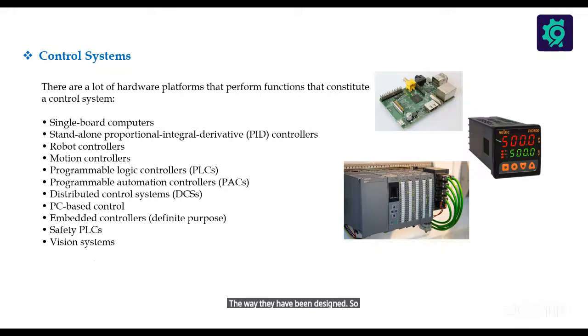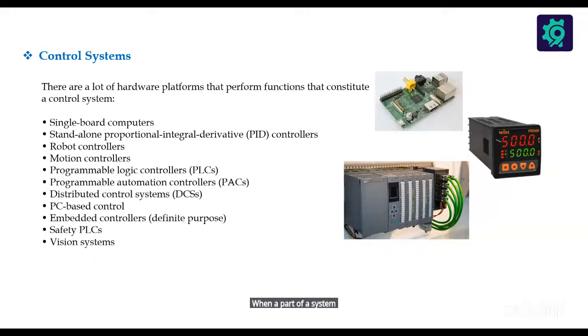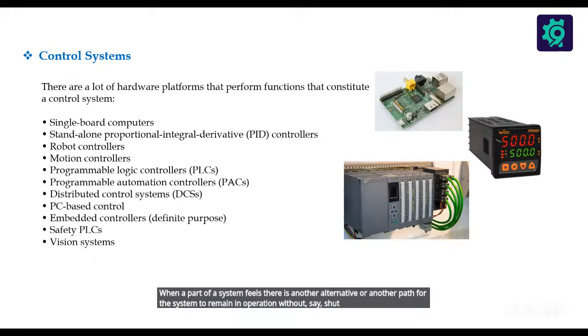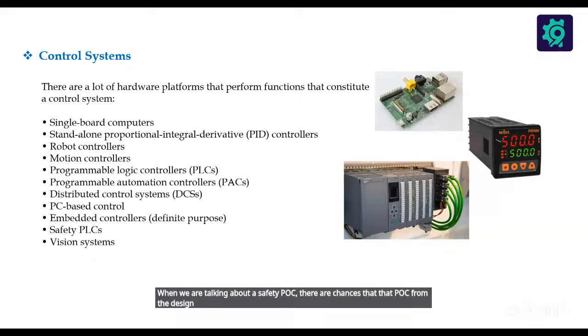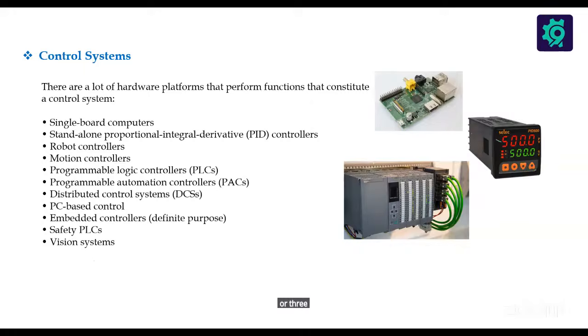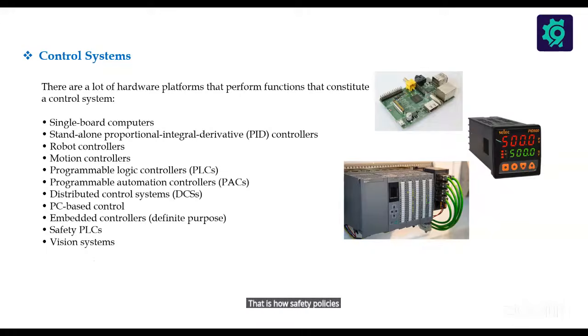So when you talk about a safety system, one thing that is paramount, or more important, is the redundancy of the system. What we mean by redundancy is that when a part of a system fails, there is another alternative path for the system to remain in operation without shutting down your operations. You understand? So when we are talking about a safety PLC, there are chances that the PLC from the design would have, say, two, three or four processors, such that when one of the processors goes off, the other one takes immediate action and continues running the process. You understand? That is how a safety PLC operates, right?